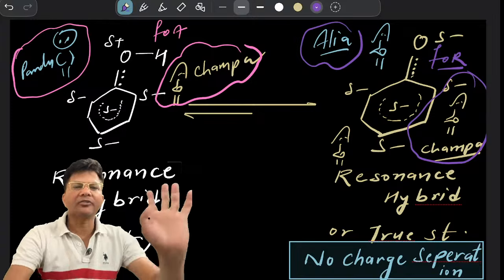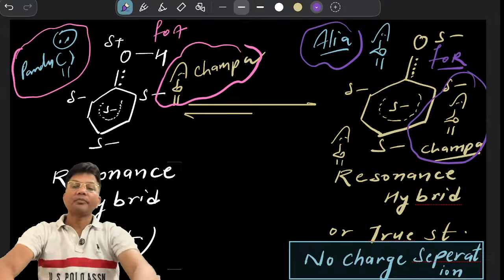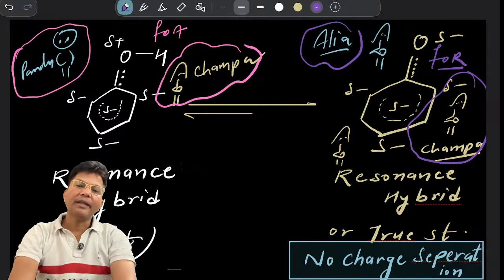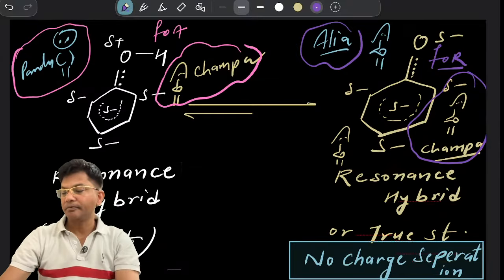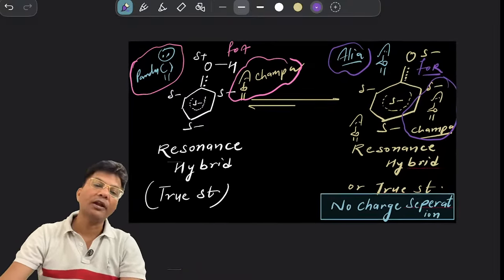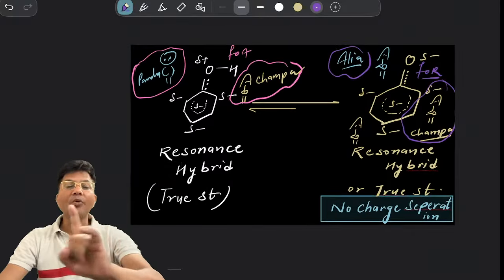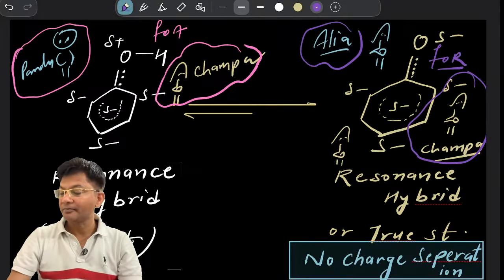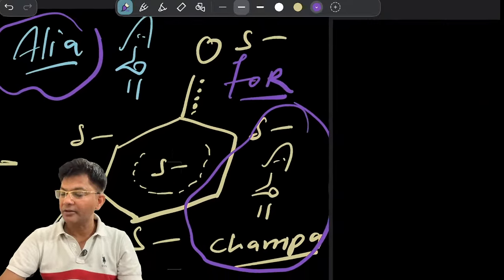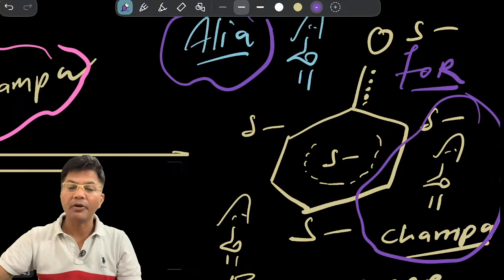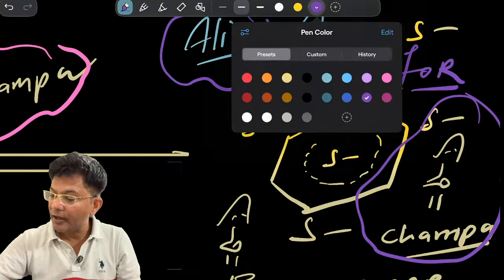That's it. That is the thing, kids, which I taught you in GOC: which charge is more stable on a more electronegative atom? The negative charge is more stable on a more electronegative atom, or the positive charge? Negative charge is more stable on a more electronegative atom. So remember, this is the only point I would like to tell you about why this compound is more stable, because negative charge is more stable on a more electronegative atom.